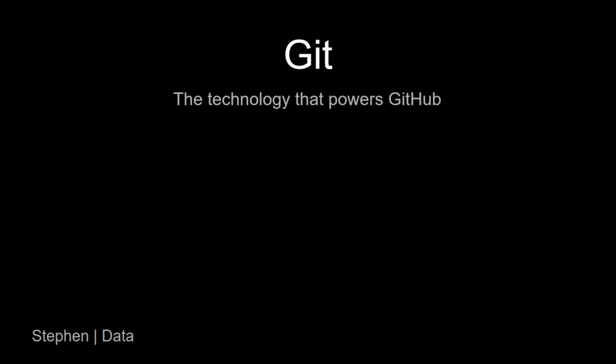So what is Git? Git is actually the technology that makes GitHub work. It's what makes GitHub able to manage different versions of your projects. So think of it like this. If GitHub is the car, then Git is the engine that makes it run. However, Git actually doesn't need GitHub to work.